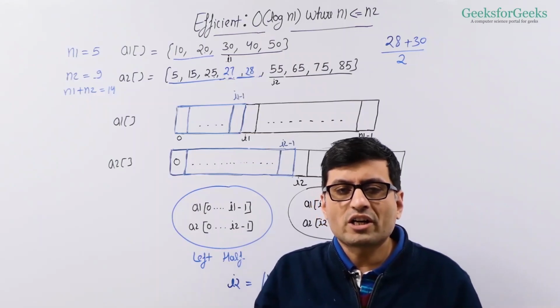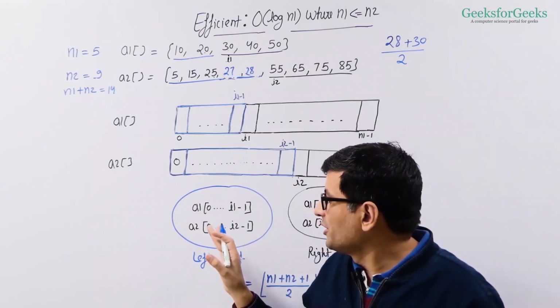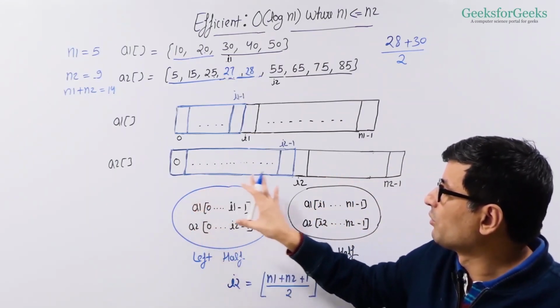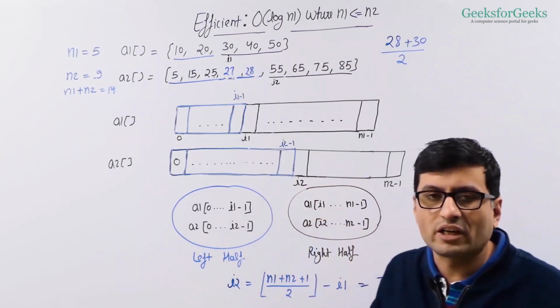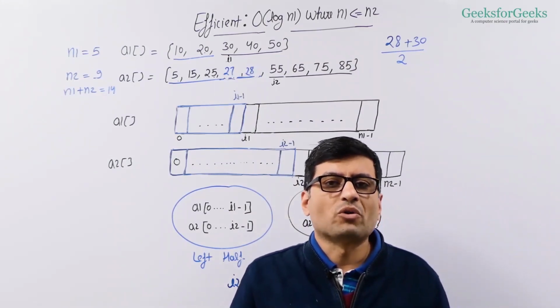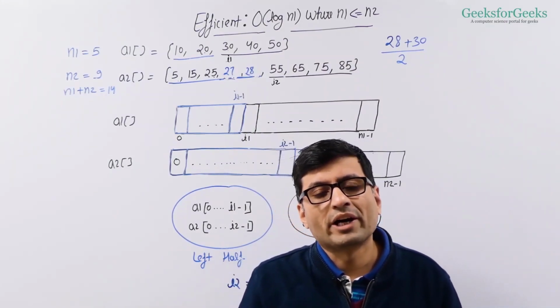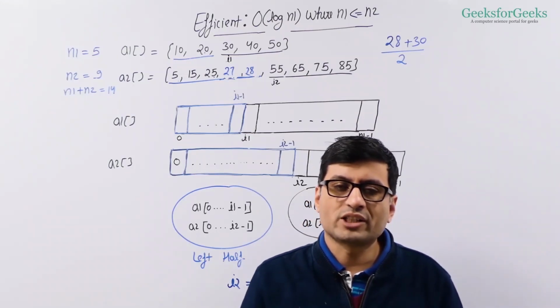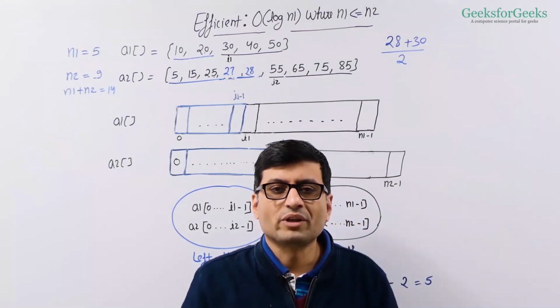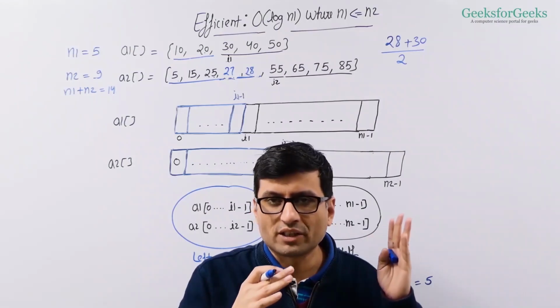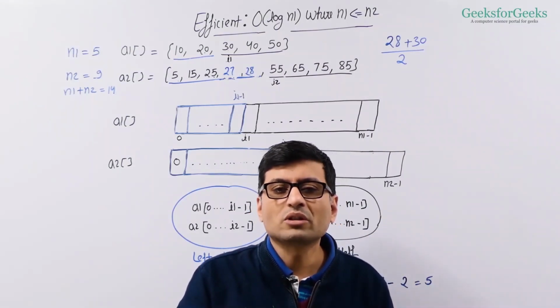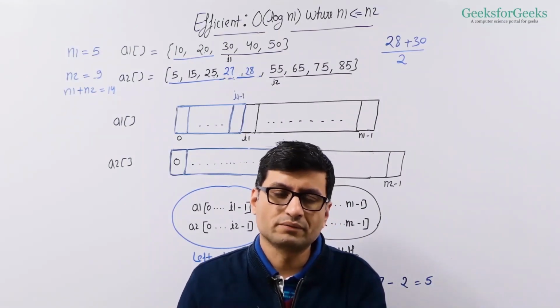So if you reach a condition when all the elements in the left half are smaller than all the elements in the right half, then you have found the median. And that's what binary search tries to achieve. It tries to achieve a situation where you have all the elements in the left half smaller than or equal to all the elements in the right half.